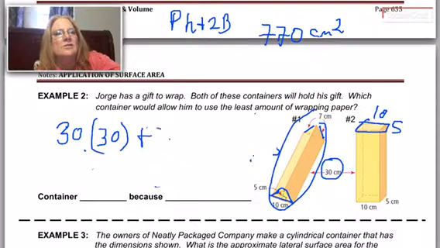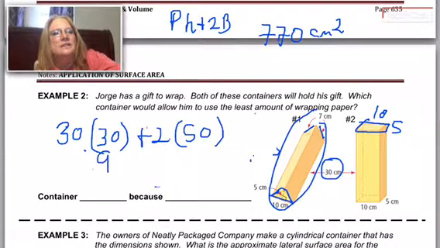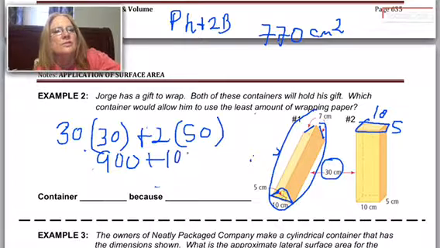And to that we're going to add 2 times the area of the base, or 10 times 5, which is 50. And so now this is 900 plus 100. And so this one is going to be 1,000 centimeters squared.